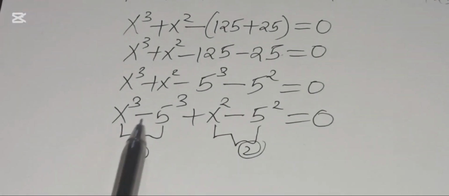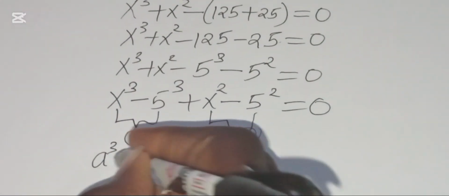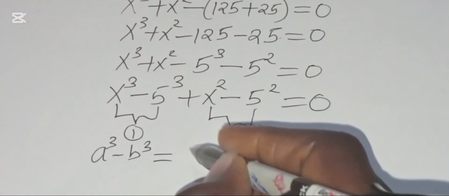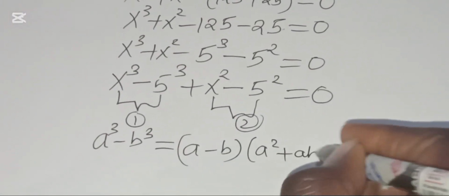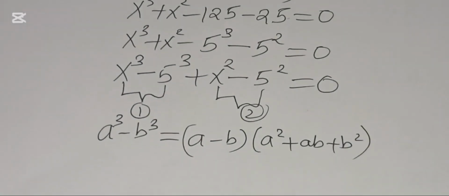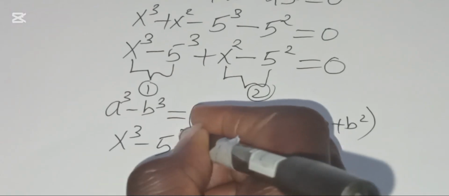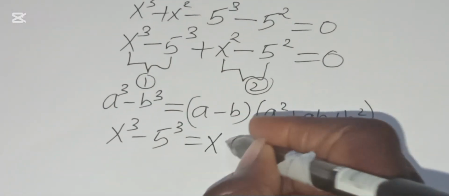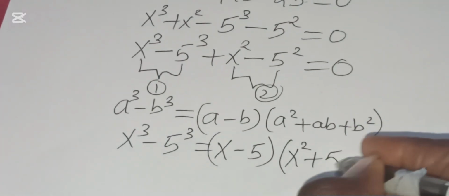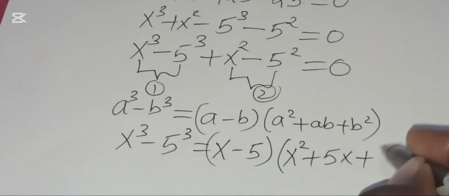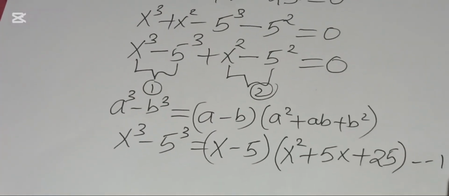Now the first part, actually this is the difference of two cubes expressed as a cubed subtract b cubed, which is equal to a minus b, times a squared plus ab plus b squared. So substituting what we have, x cubed subtract 5 cubed is equal to x minus 5, times x squared plus 5x plus 5 squared, which is equal to 25. So this is our first part. I can call this the first part.